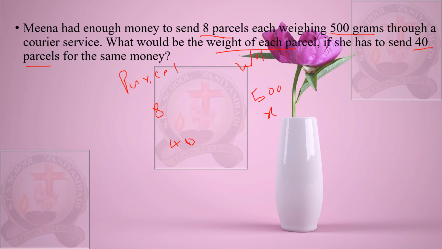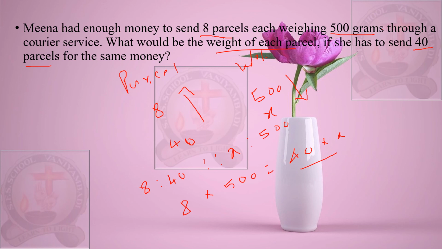Now let us write in this proportion: 8 is to 40. Children, before we write the proportion, we need to understand whether it is direct or indirect. Since the parcels are increased from 8 to 40, it is an arrow mark upward. So the parcels are increased, therefore definitely the weight will decrease. Therefore it is an indirect proportion. Since it is an indirect proportion, the variable quantity we can write as x is to 500. Now we'll apply the law of proportion, which is 8 times 500 equals 40 times x.